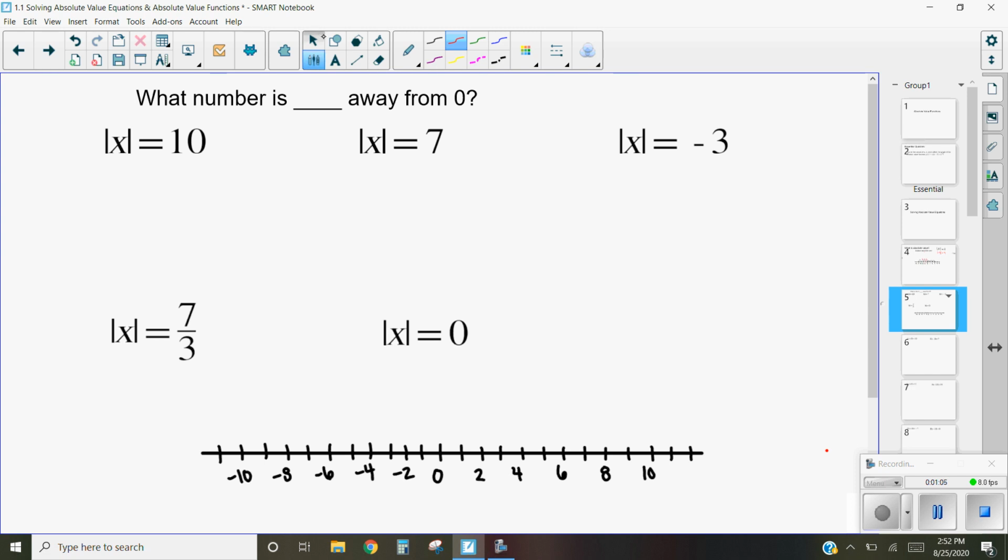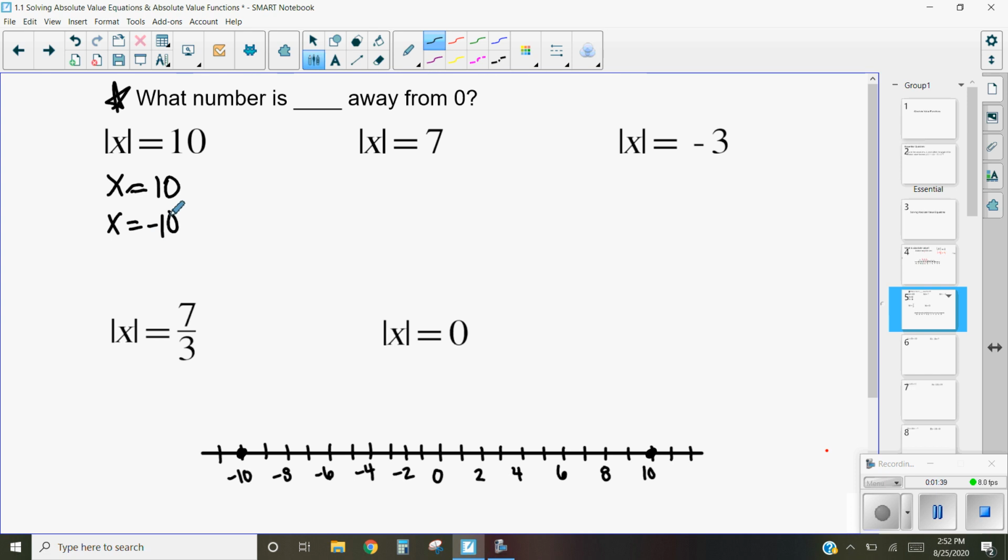So for example, this equation says the absolute value of x equals 10. Now, what that's really telling us is it's asking us what number is 10 away from zero, or this idea right here, what number is 10 away from zero? Well, based on our number line, there are actually two numbers that are 10 away from zero, both 10 and -10. Both of those numbers, if we count out 10 steps away from zero, would be 10. So there are two solutions here, x equals 10, as well as x equals -10.